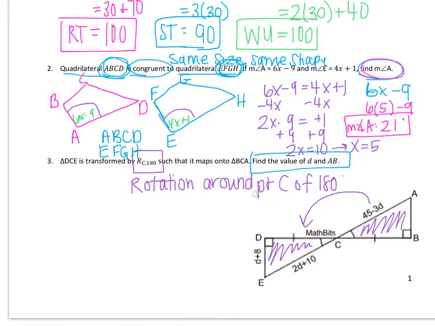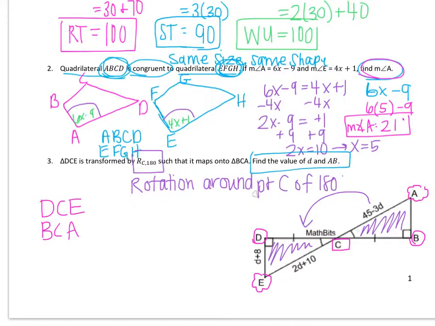So in order to do that, I'm going to think about the corresponding parts. So DCE, they said, was mapped onto BCA. I'm going to put a circle around D and a circle around B because they correspond, they match up. Now I'm going to put a square around C because it matches with itself. And then I'm going to put a cloud around E and A.